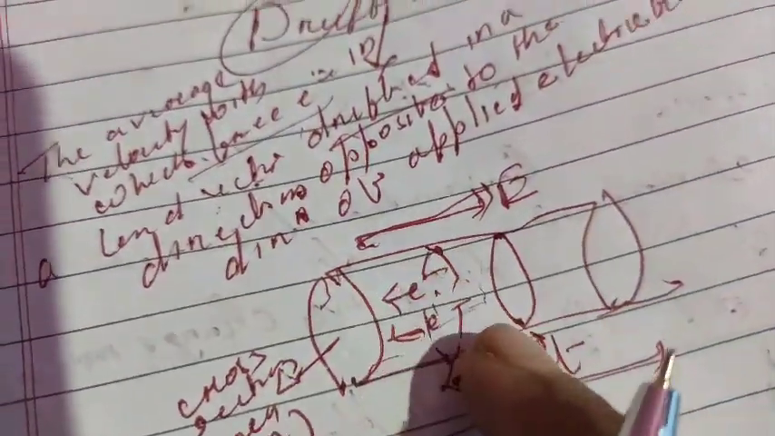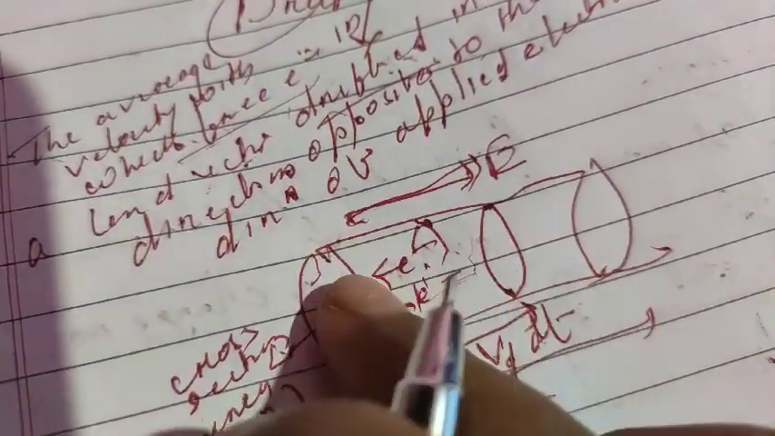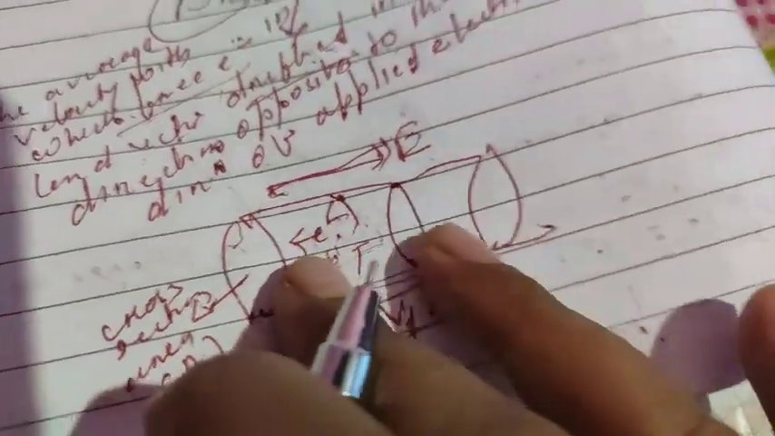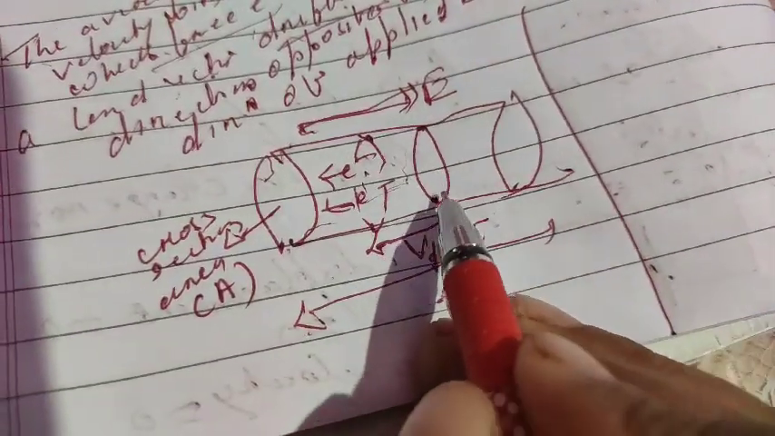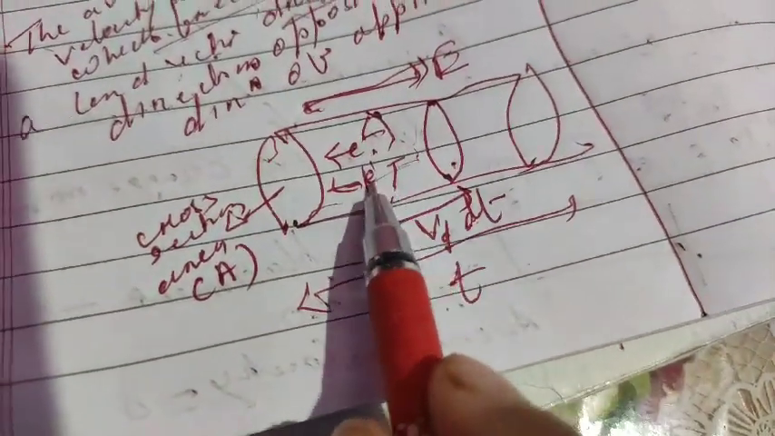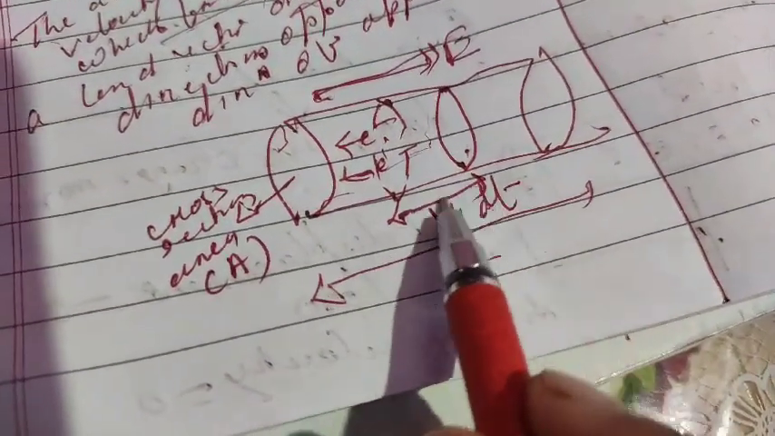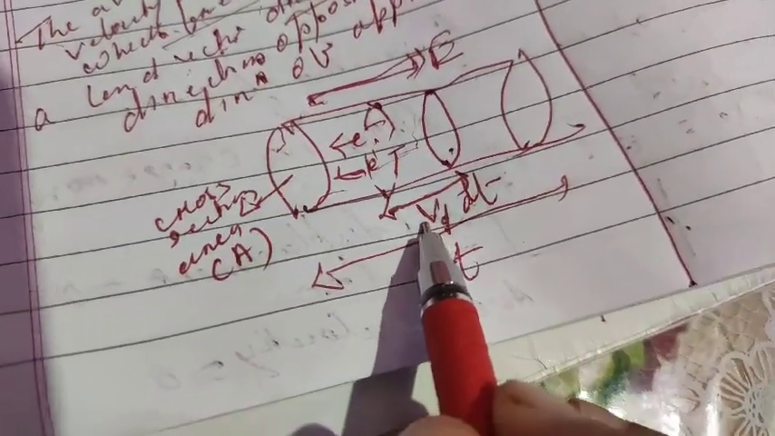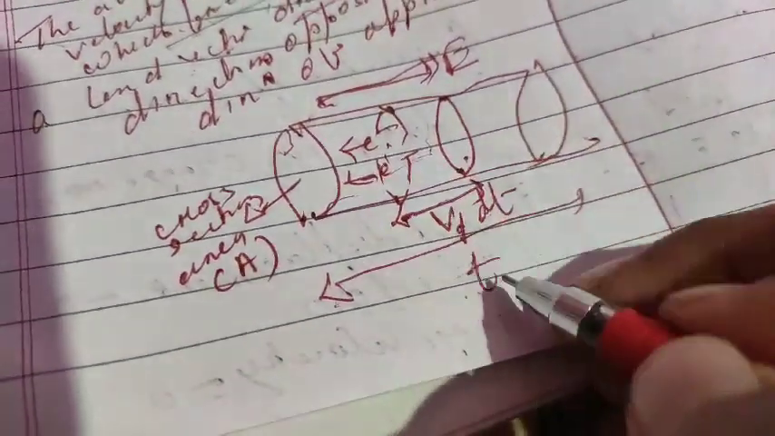I will repeat. This is a conductor, and the electric field I am applying is like this. Now the electron is moving totally opposite to the electric field, right? This is the initial position of the electron, and now it has moved to this position. So the difference is Vd, that is drift velocity. The time is dt, and the total length of the conductor is L. Clear? Now see the derivation.